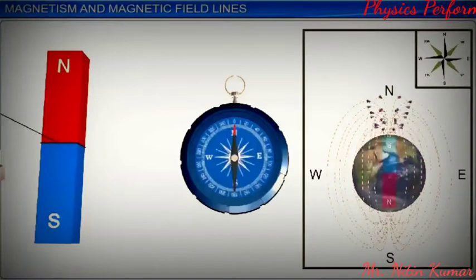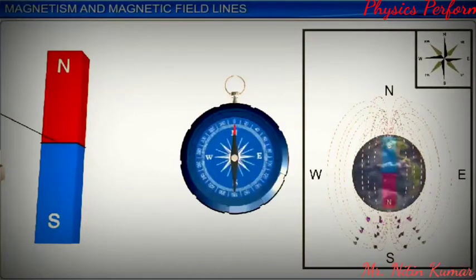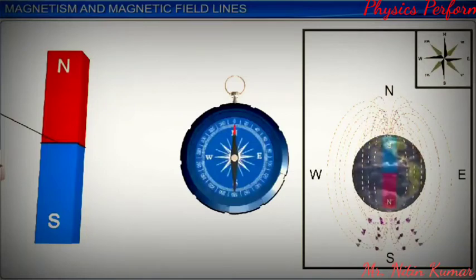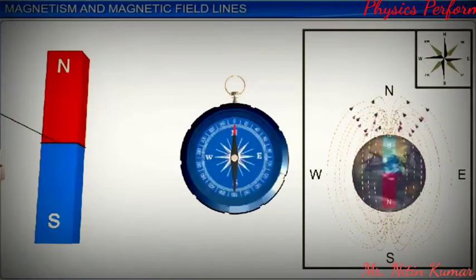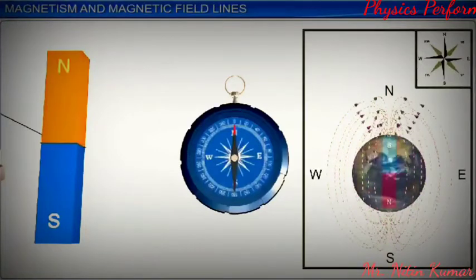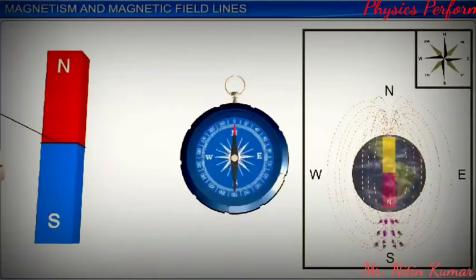We know that the like poles of two magnets repel each other and the unlike poles attract each other. Thus, the north pole of the magnet is attracted by the Earth's magnetic south pole and vice versa.